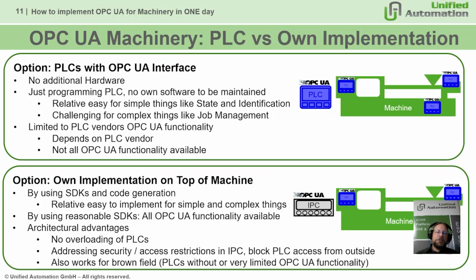There are some architectural advantages with this, so you don't put additional load on your PLC, so you make sure that the PLC doesn't get overloaded and can focus on its closed loop control. You can address security, access restrictions, and so on in the IPC. You just block completely the access to the PLCs from the outside world. Everything goes over the IPC, the scaling, and so on.